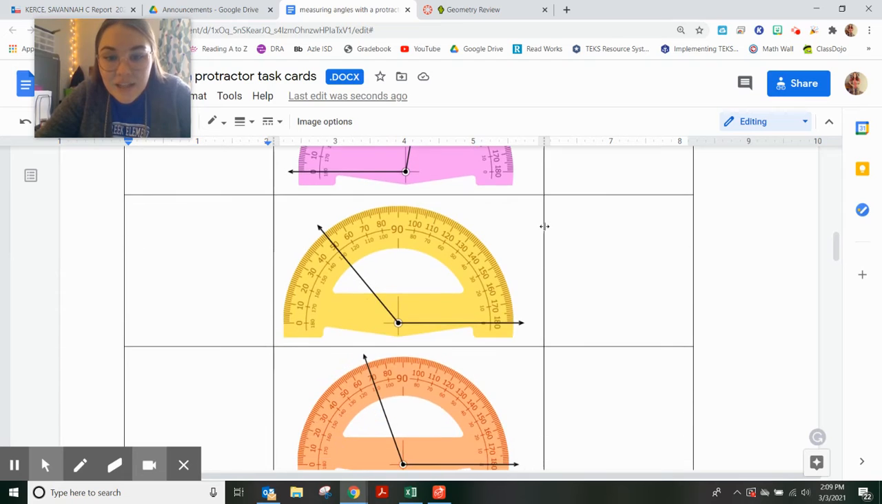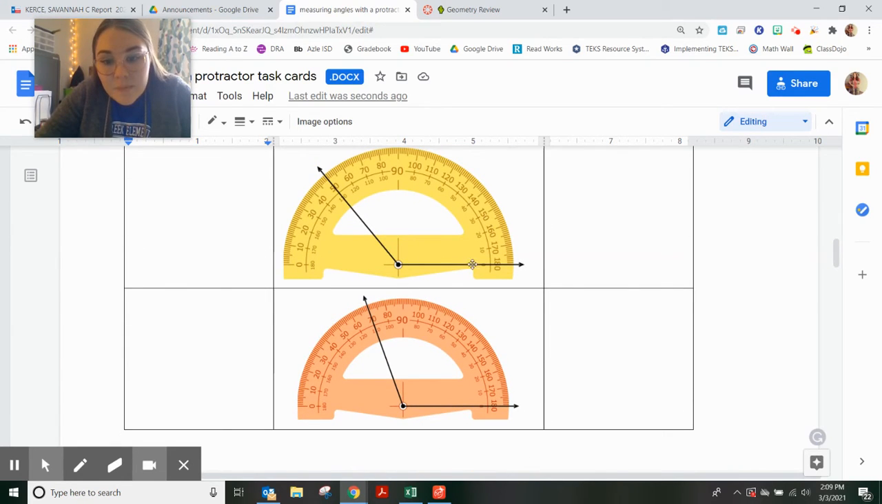All right, let's take a look at this next one. So this bottom is lined up. I know it's obtuse. It's bigger than 90 degrees. So I'm going to use the bigger numbers. So I look over here and I see 130. Do you see 130 right there? I hope that you got 130.